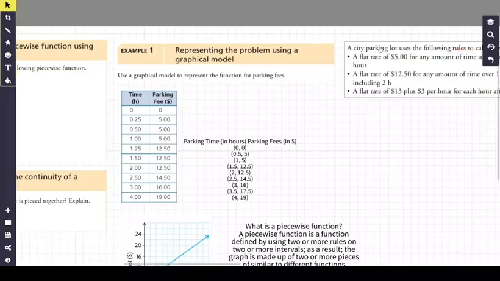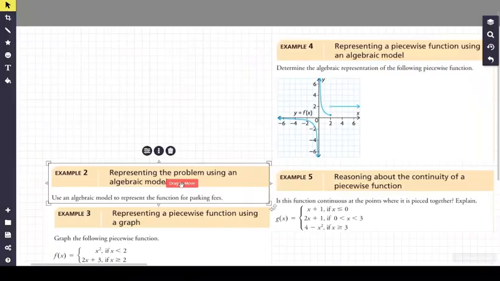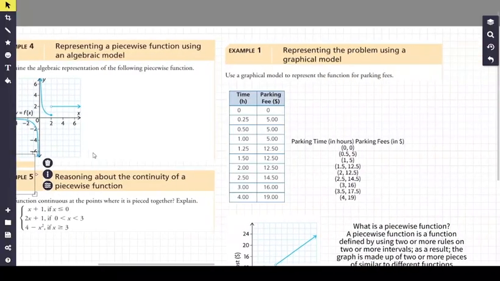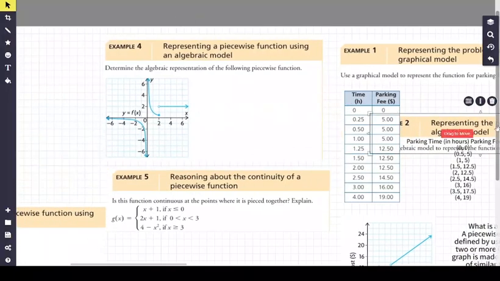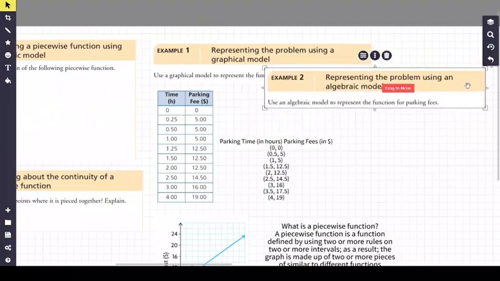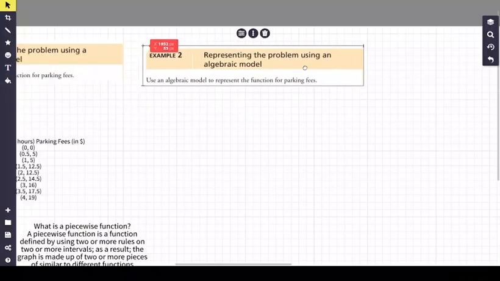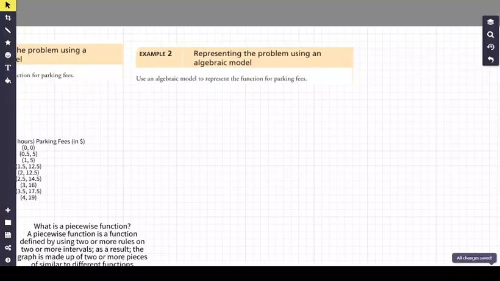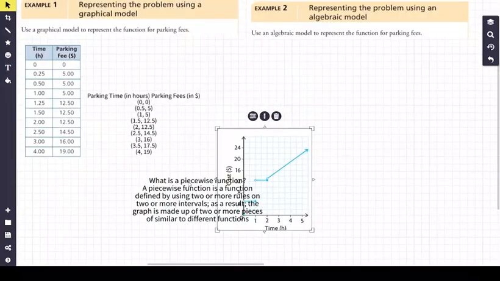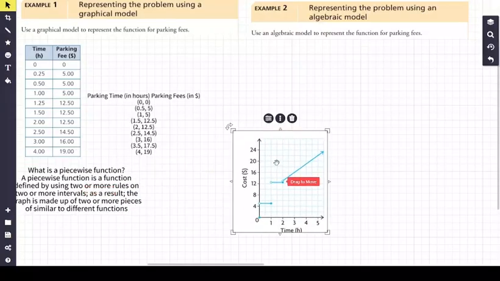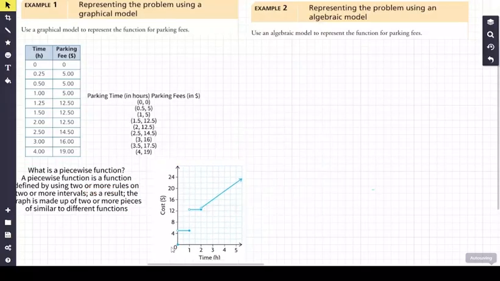Let's go ahead and do example 2. We're going to use an algebraic model to represent the function for parking fees. As we talked about previously, we could divide this into 3 different parts, but we also have to include this part at the bottom. We already have the graph, which is going to save us some time. The graph is obviously divided into 4 parts. We'll have (0, 0), this little constant here, and this little constant here, and then we'll have a variable part here, a linear piece.